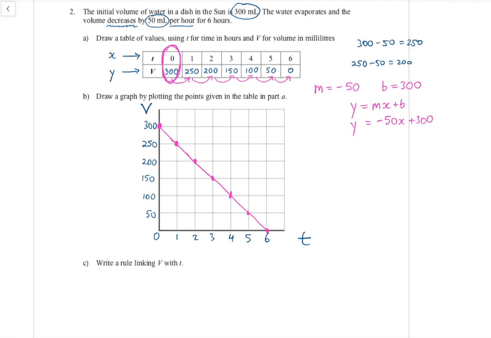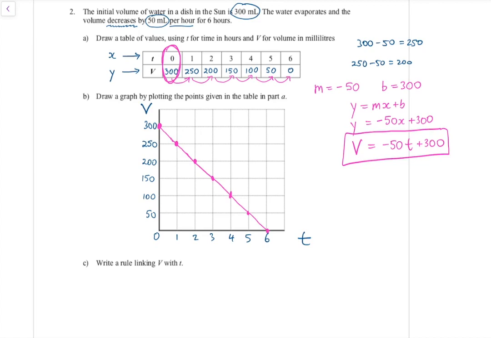But I don't have a y-axis. My y-axis is v. I don't have an x-axis. My x-axis is t. I know that from over here. So there is my rule. The volume of water in the dish is equal to minus 50 multiplied by the time plus 300. Now that's using the table to get it.